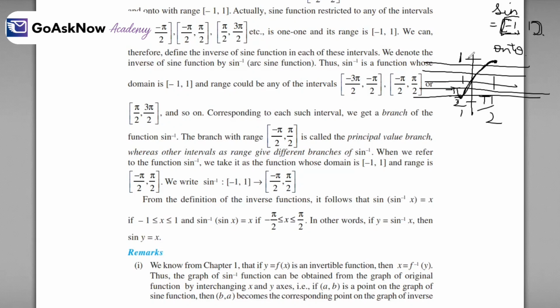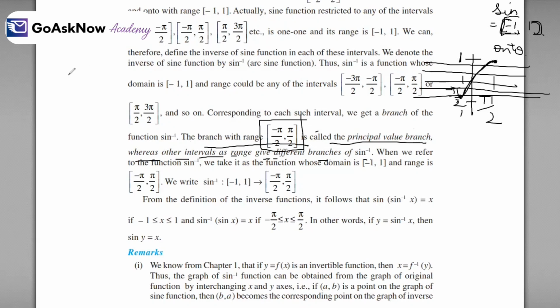So here it is given also in your book. You can see here the branch with range minus pi by 2 to pi by 2 is called the principal value branch, where other intervals of range give different branches of sine inverse. Okay. Other branches will give different values, that is not the principal. This is called the principal branch.